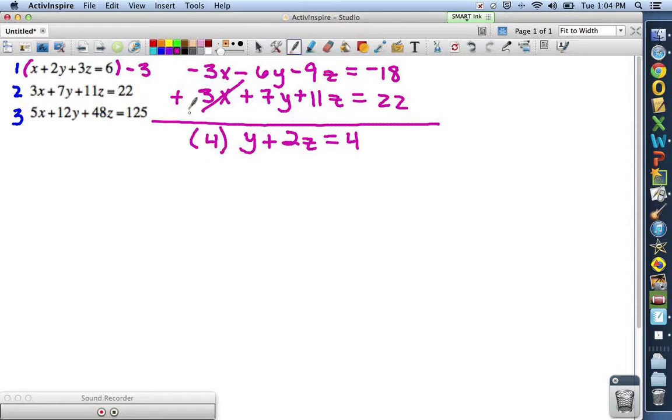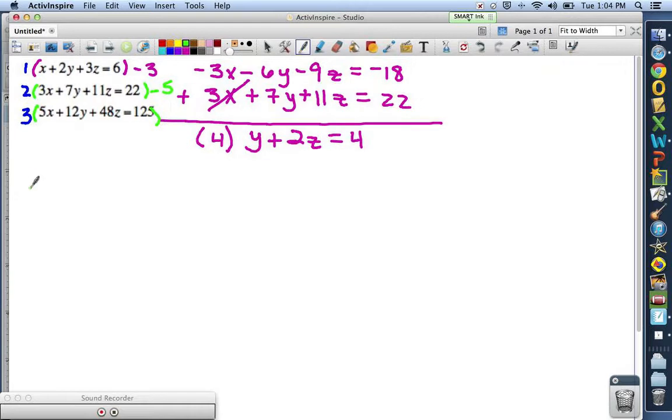We will now get an equation 5 that will also have just y's and z's, which means from two of the other equations, in this case we'll use equation 2 and 3, we need to make the x coefficients opposite and add the equations. So multiplying equation 2 by negative 5 will give us negative 15x minus 35y minus 55z minus 110.